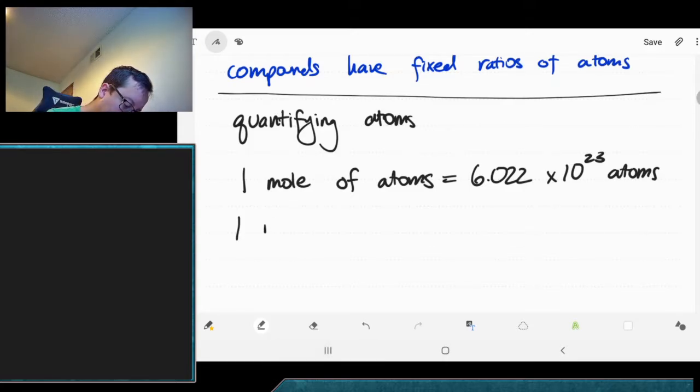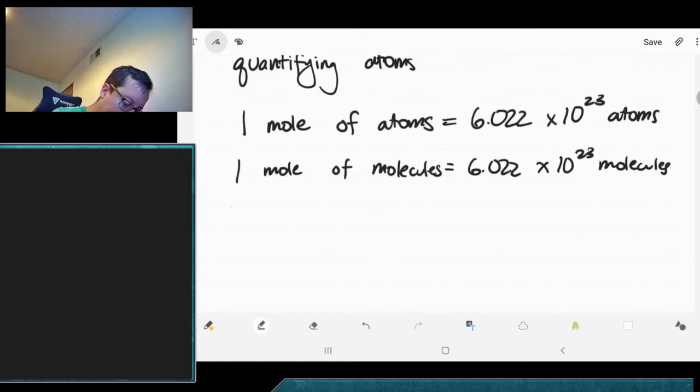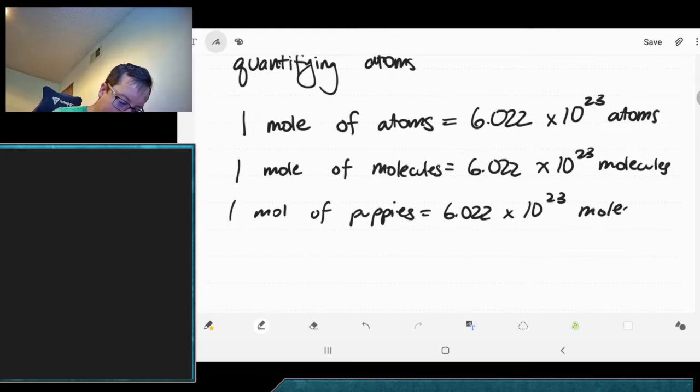This word, the mole, though, can be used for many things. We could say it about molecules. We could say 1 mole of puppies is the same number, not molecules, puppies. A mole is just a word for this number of whatever we're counting. It can go with anything.